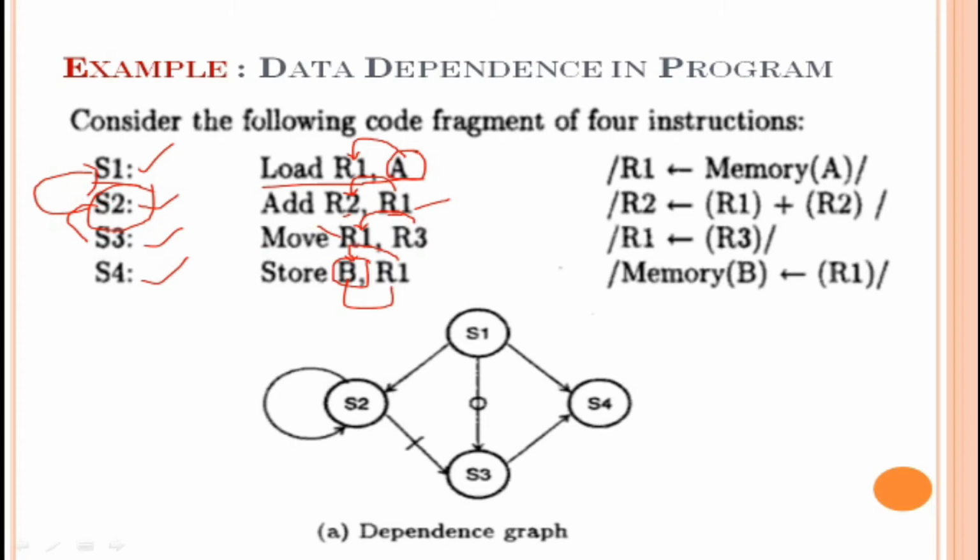And the statements S1 and S4 are independent. They are not dependent on any of the statements. So those statements are called the independent statements.